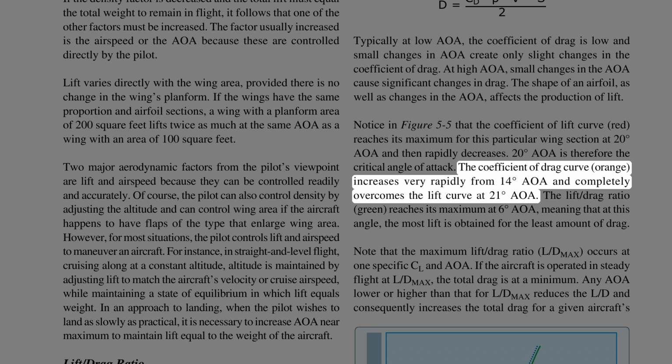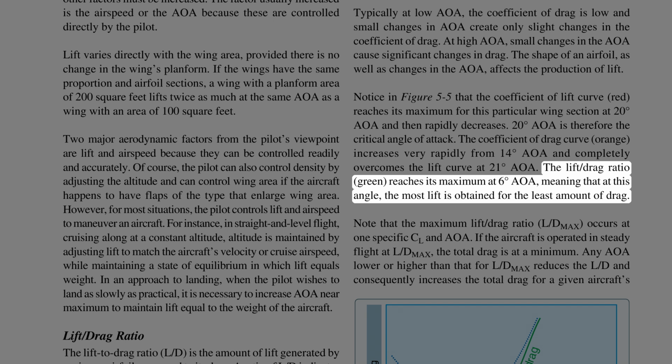The coefficient of drag curve, orange, increases very rapidly from 14 degrees AOA and completely overcomes the lift curve at 21 degrees AOA. The lift-drag ratio, green, reaches its maximum at 6 degrees AOA, meaning that at this angle, the most lift is obtained for the least amount of drag.